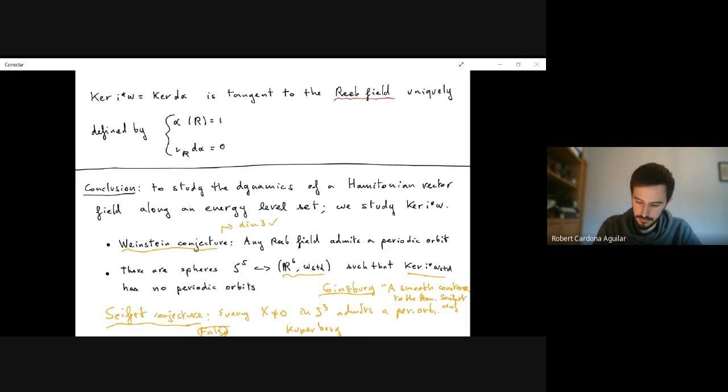All these counterexamples are constructed using what are called plugs. What you do is you construct a vector field which has only a finite number of periodic orbits, and then using a flow box along this orbit, you kill it by introducing a plug. This was done by Kuperberg, and Ginzburg did a Hamiltonian version of a plug.